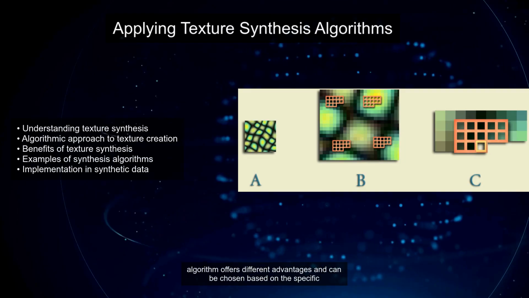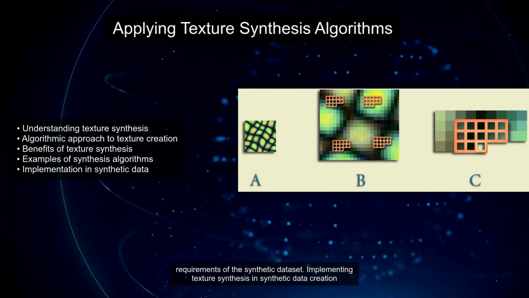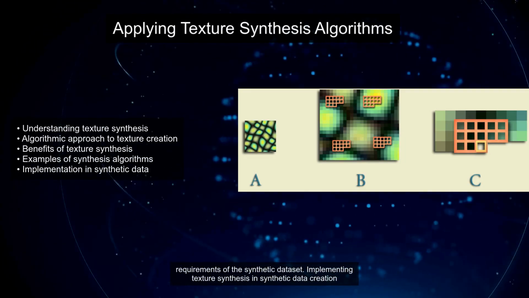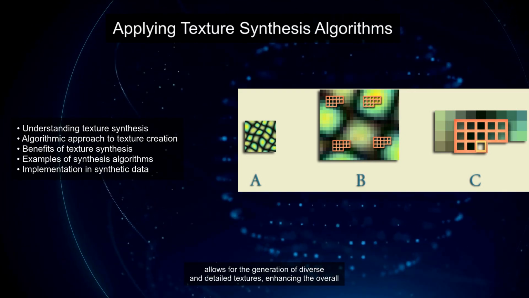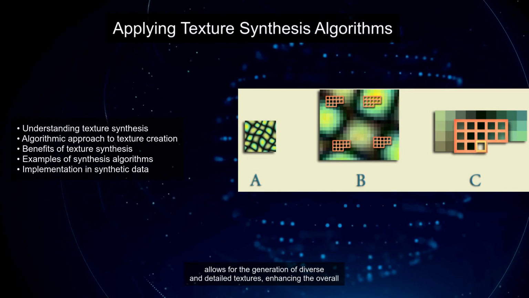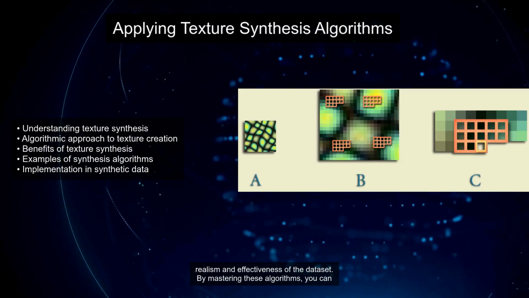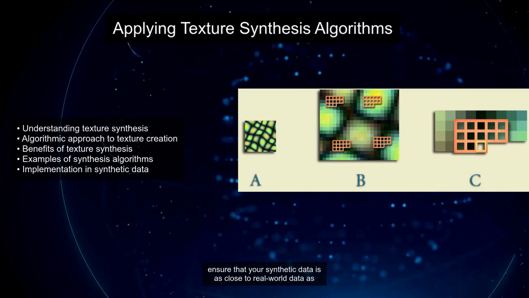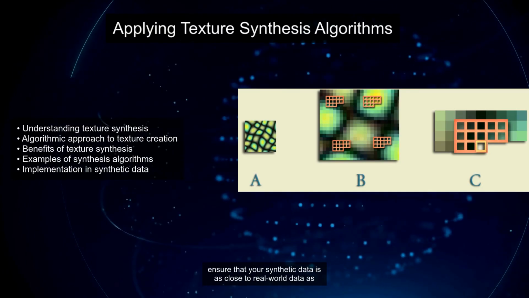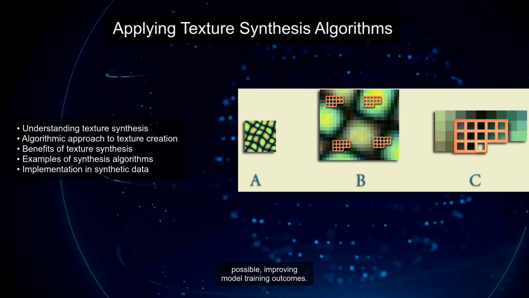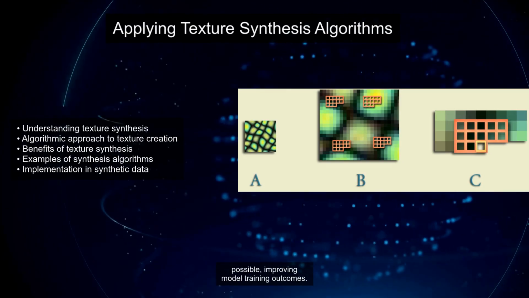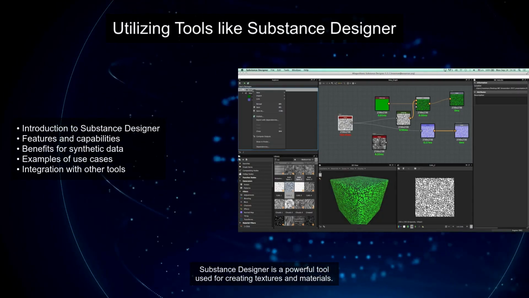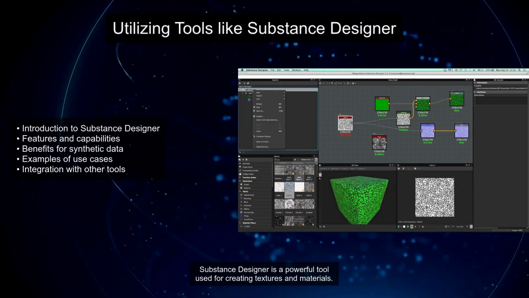Each algorithm offers different advantages and can be chosen based on the specific requirements of the synthetic dataset. Implementing texture synthesis in synthetic data creation allows for the generation of diverse and detailed textures, enhancing the overall realism and effectiveness of the dataset. By mastering these algorithms, you can ensure that your synthetic data is as close to real-world data as possible, improving model training outcomes.